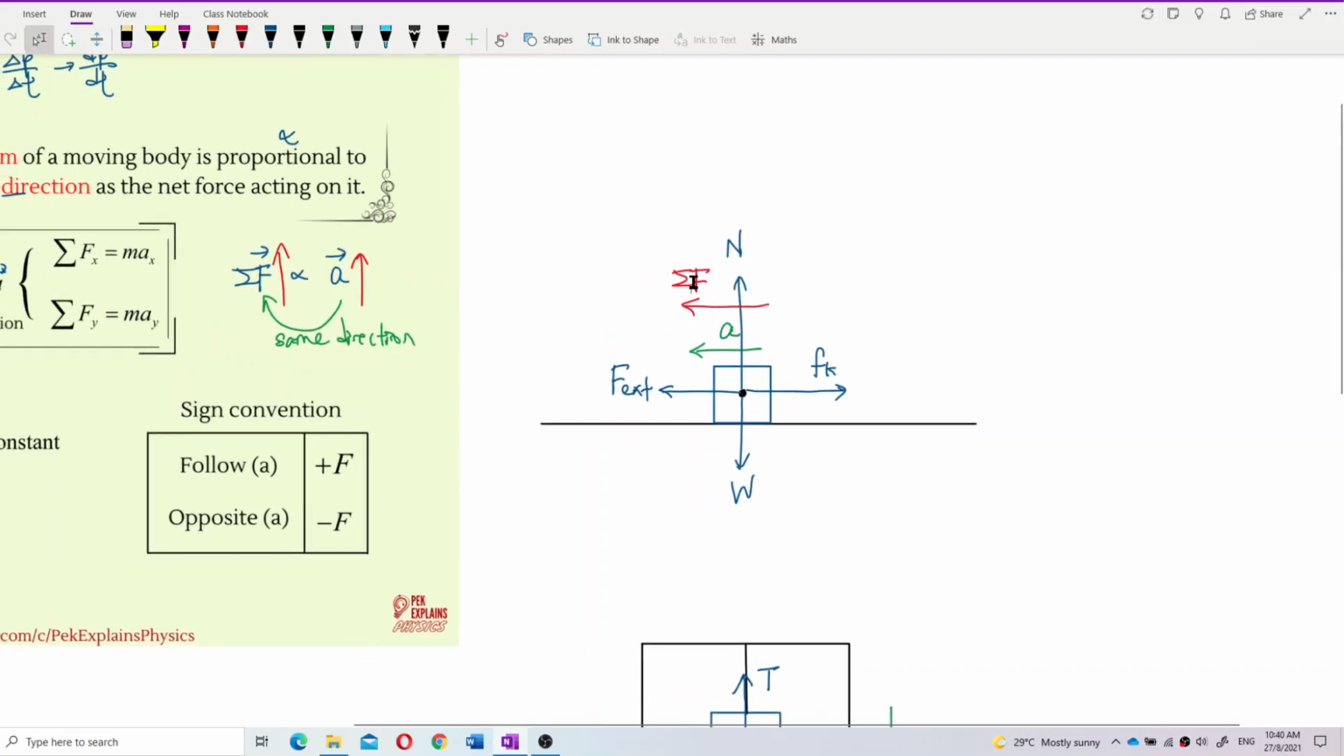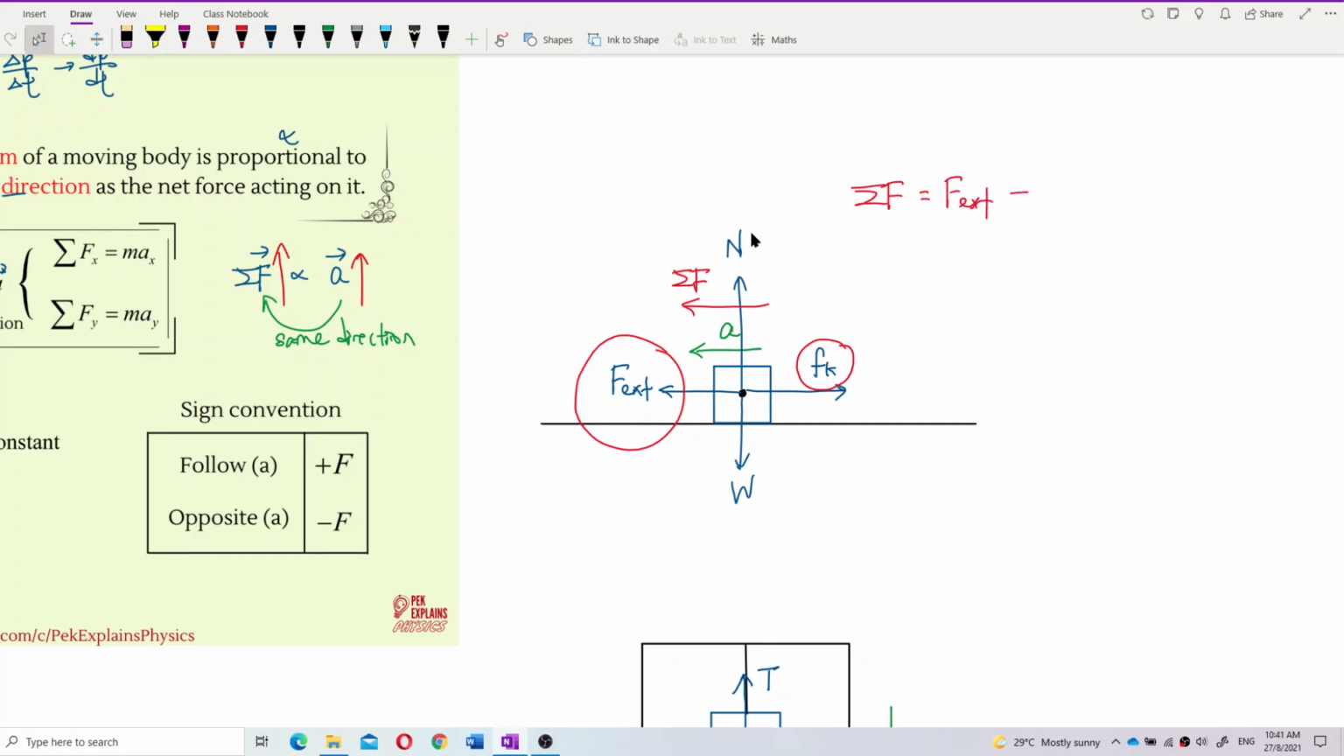Okay, because the resultant force follows the direction of acceleration, or we can also say acceleration follows the direction of resultant force. The external force is much bigger than the friction. That's why the resultant force is to the left. The resultant force equals the external force, which is bigger, minus the smaller force. We get ma, we get the resultant force. So the acceleration actually follows the direction of the resultant force.